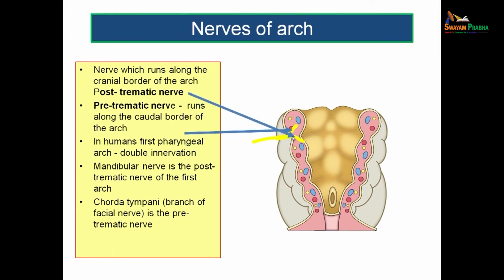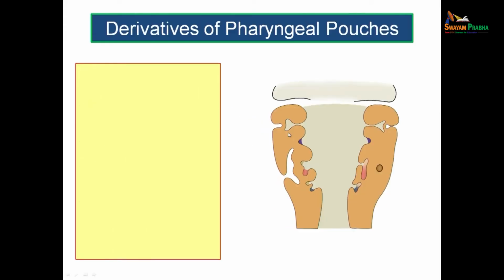So this is the post-traumatic and the first one is the pre-traumatic nerve. Now we will see the derivatives of pouches.